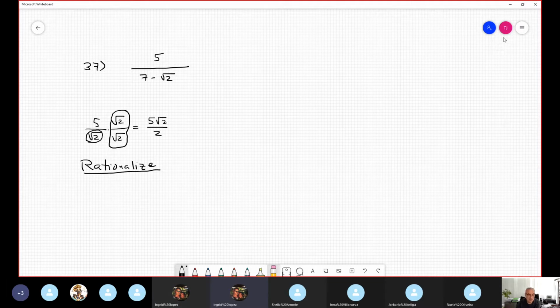But this new idea is different. It's rationalizing again, but it's different because we have a binomial, not a monomial. When you have two terms, 7 minus radical 2.